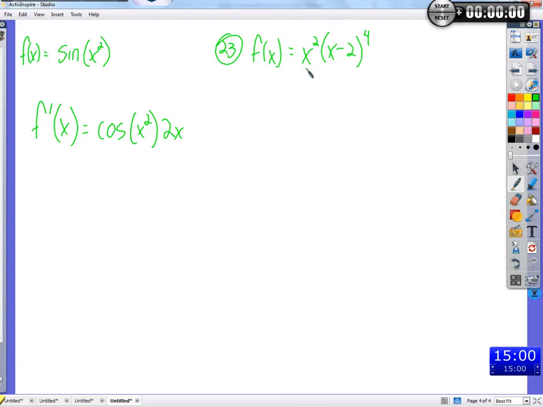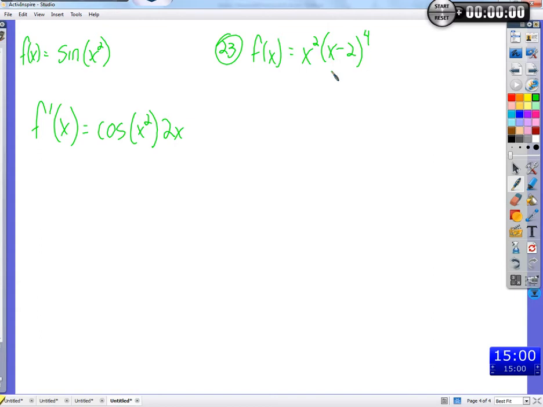We have a function times another function, and this function needs the chain rule to take the derivative. Would you use the product rule? Would you find the chain rule of x minus 2 to the 4th and then use the product rule with x squared? Well, here's what it's going to be.